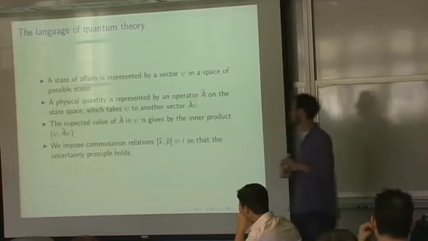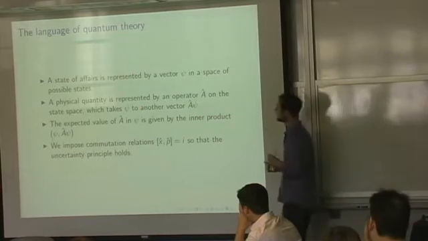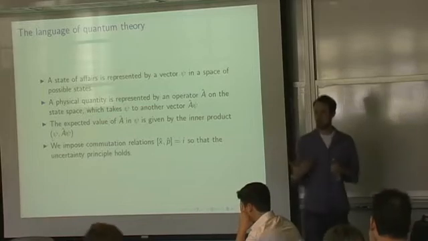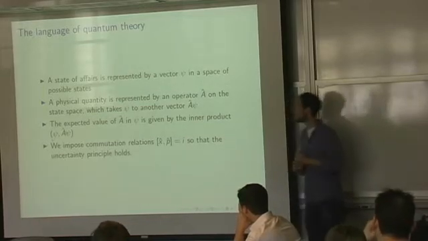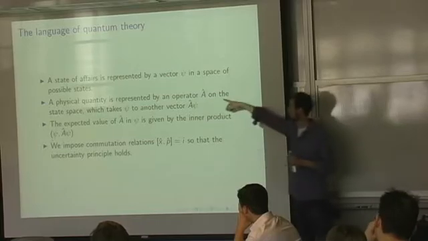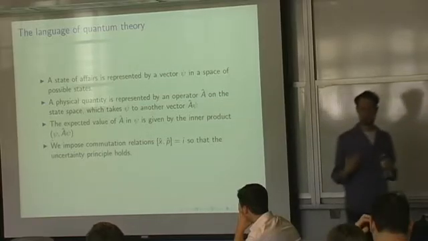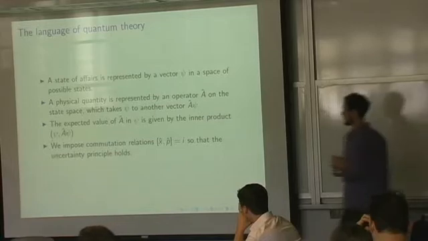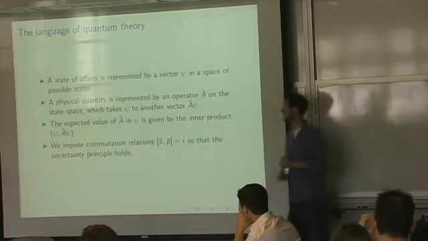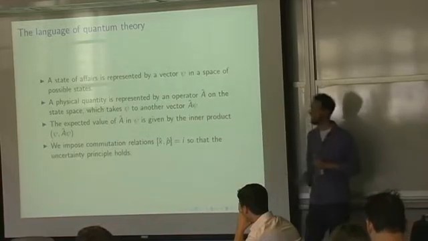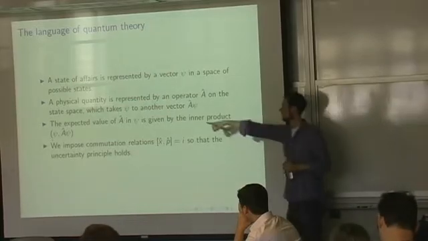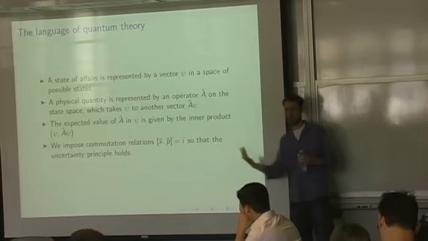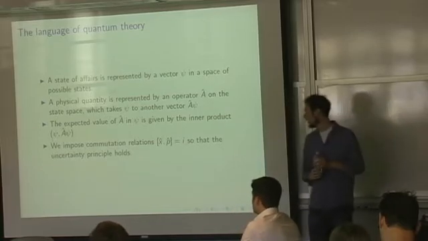So, language and quantum theory, right, many of you will be familiar with this. We represent a state of affairs by a vector psi in the space of possible states, and a physical quantity is given by an operator that is a map from vectors to vectors on that state space. It takes psi to another vector, A psi. And if I want to know the expected value of A in the state psi, I just take the inner product of psi with the vector that I get when I hit it with A. Right?